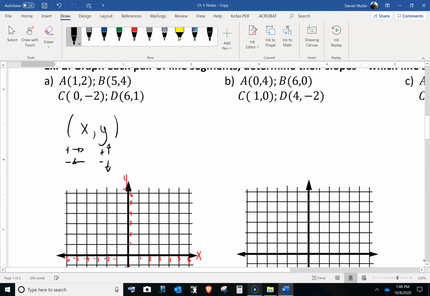So this one is going to be right, it's positive. So right 1, 2, up. Right 1, 2, up. And we can label that as an A. And then 5 right and 4 up. And that's a B. Okay, so we've got to connect those points. This is a line. The line is the line AB.